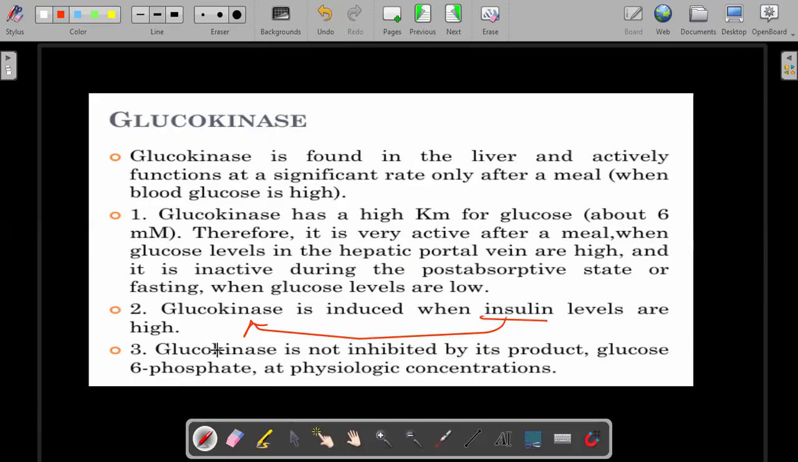Unlike hexokinase, glucokinase cannot be inhibited by its product, glucose 6-phosphate, at physiological concentration. That's another thing you need to take note of. Take note of the things that activate and inhibit the enzymes when it comes to regulations, because these are the questions where you'll be asked most.